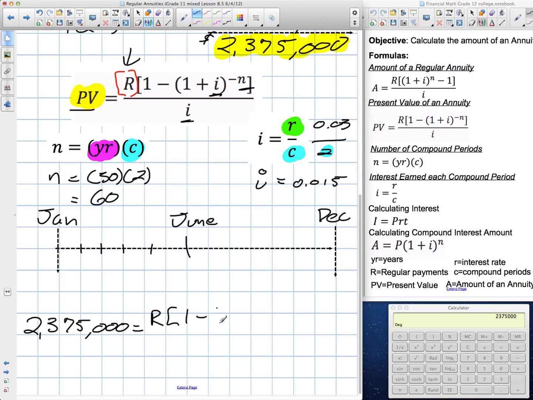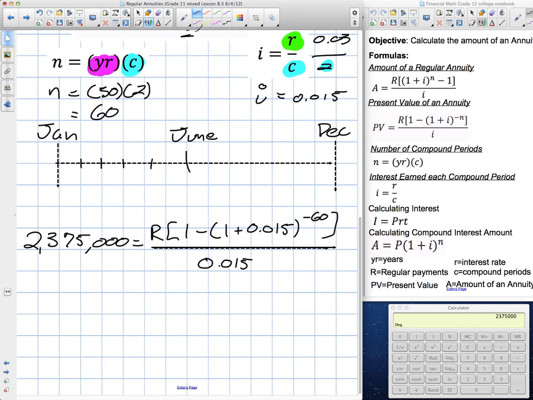1 subtract 1 plus 0.015 to the power of negative 60, divided by 0.015. Now, our goal here is to isolate for R.